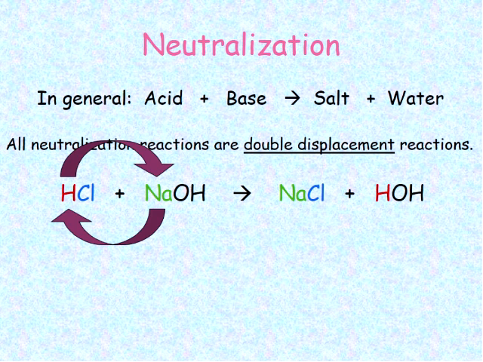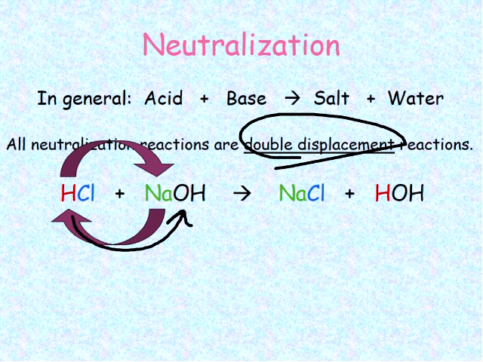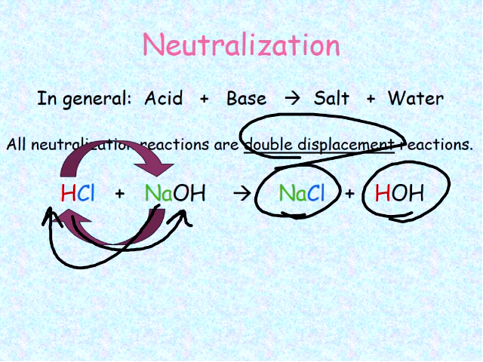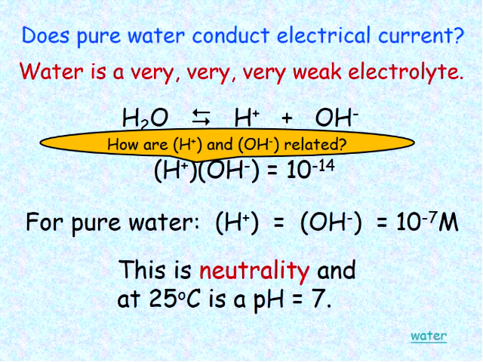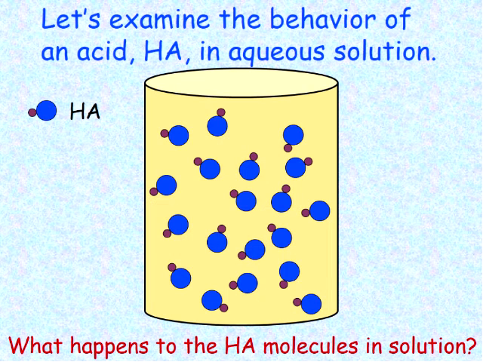This one is a double displacement. And basically the hydrogen here wants to come over and hook up with those guys. And then the sodium wants to come over and create salt and water. So that's neutralization, which we already talked about. Same thing. Neutralization is a pH of 7.